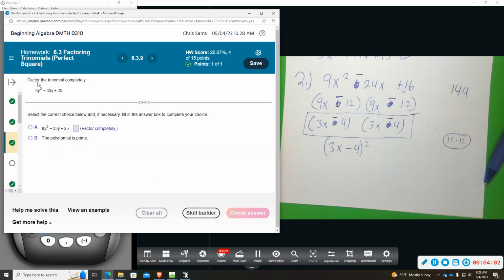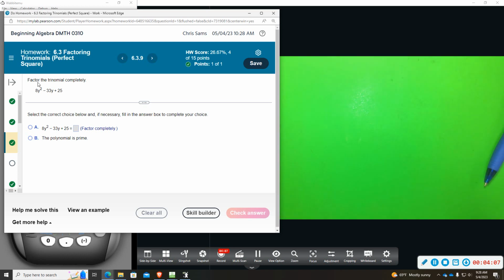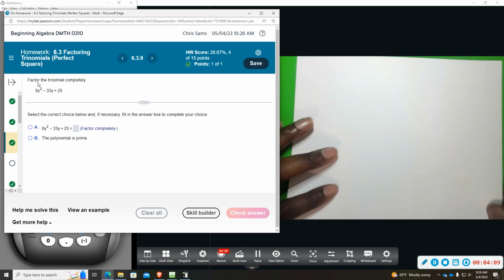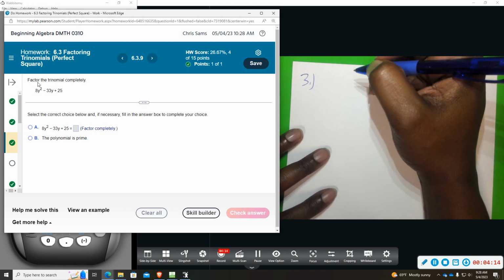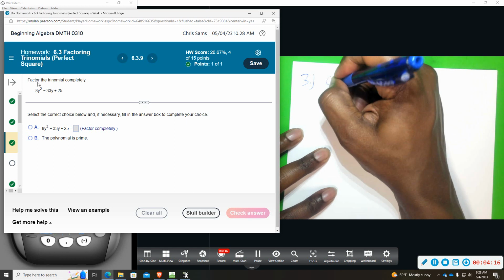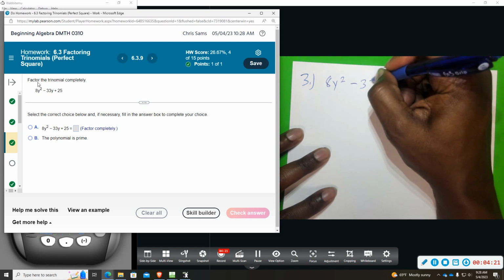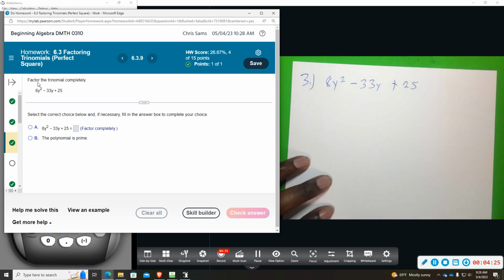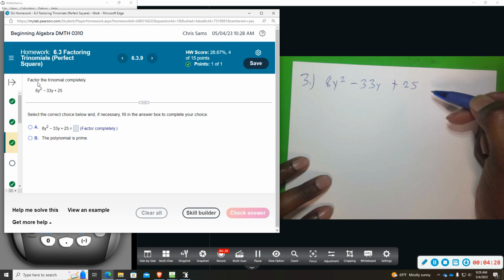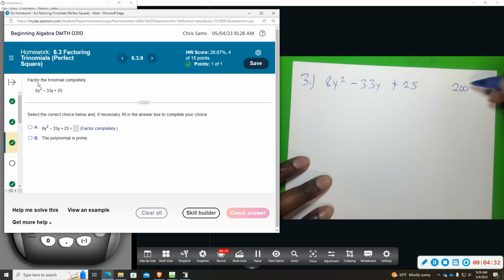All right, so we're going to do it with this problem as well. So number 3, we have 8y squared minus 33 plus 25. All right, can't factor anything out. So I'm going to do 8 times 5, which is going to give me 200. Again, this will be a pretty extensive list.